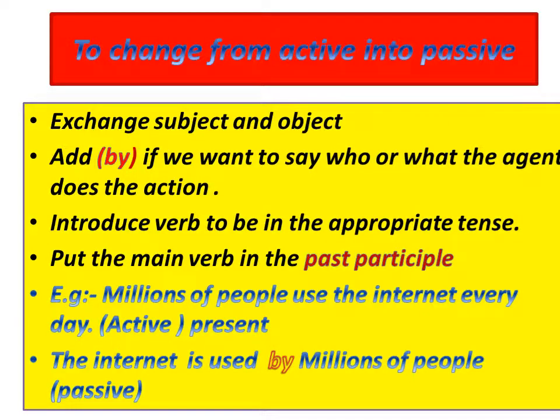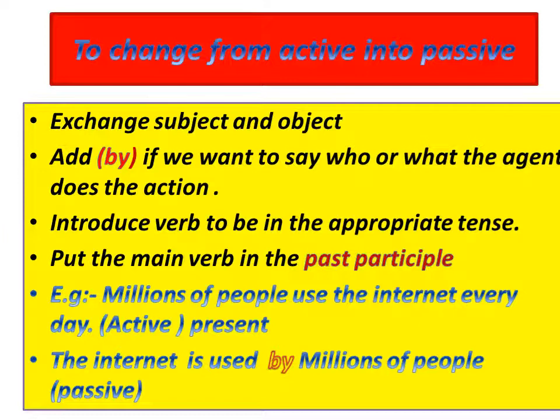More explanation: to change from active into passive, exchange subject and object, then add by if we want to say who or what the agent that does the action is. Introduce the verb to be in the appropriate tense. Put the main verb in the past participle form. These are the steps. Like this example.